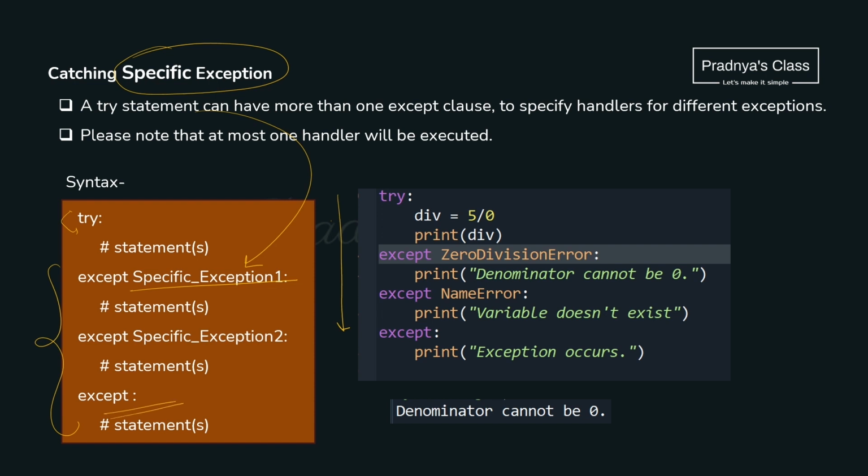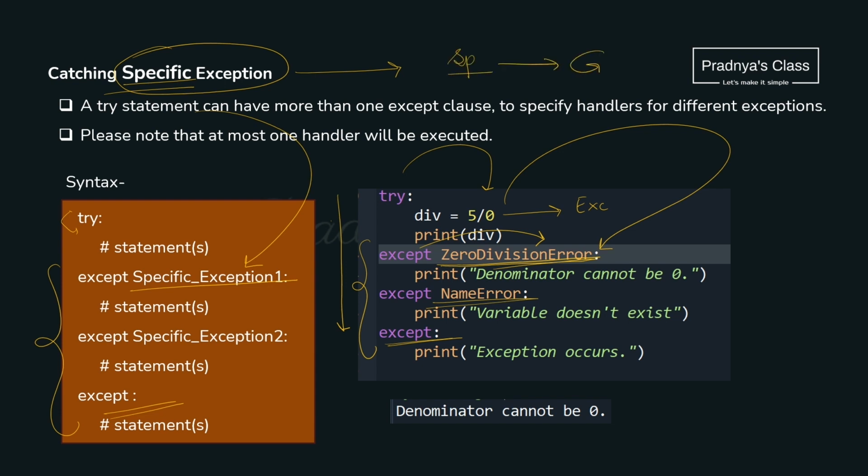Look at the example where we are dividing the number by 0. We know with this example we will get the exception ZeroDivisionError that we have mentioned. After that, one more exception we have specified, and finally the generalized one. So remember, whenever you catch specific exceptions, write the specific one in the beginning and at last the generalized one.